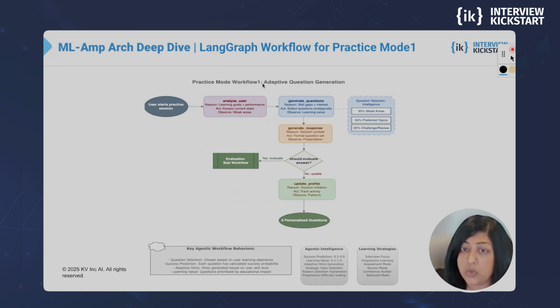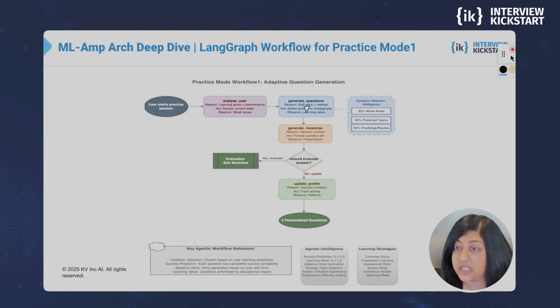This is the practice mode workflow. Similarly, agents working together. Now, practice mode: a user is starting a practice session. Now, a user is nothing but a learner, right? Learners like you and me. We each have profiles created based on what our strength areas are, what areas we want to grow in, and what some of the challenge or review topics are that we also want to cover.